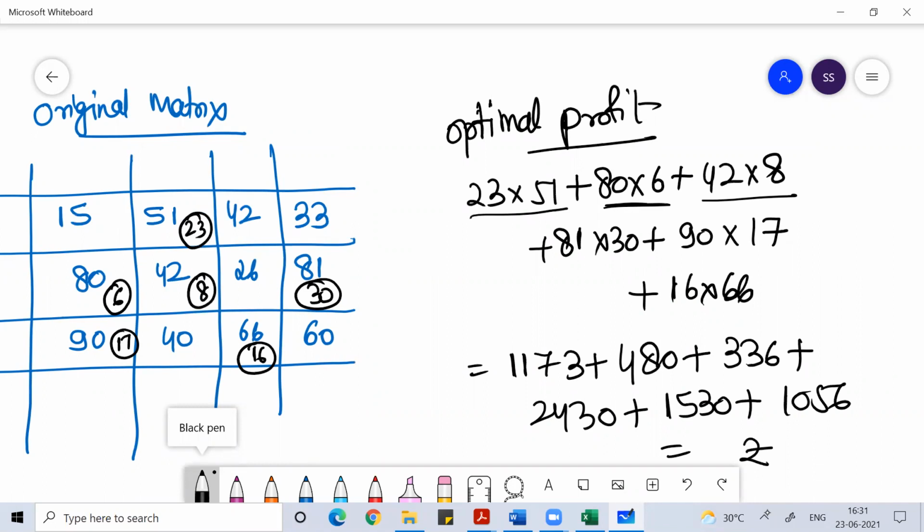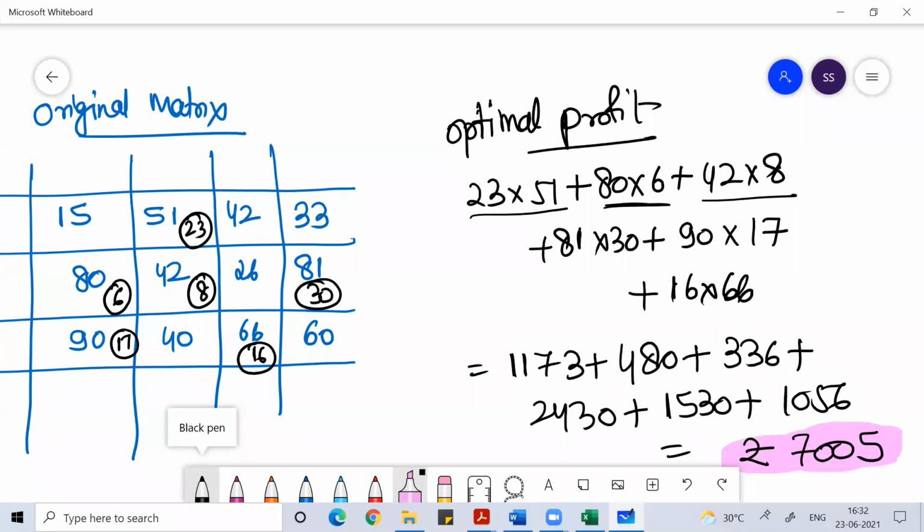If you solve this, you will get 1173 plus 480 plus 336 plus 2430 plus 1530 plus 1056, this much only, 7005. This is your maximum profit.